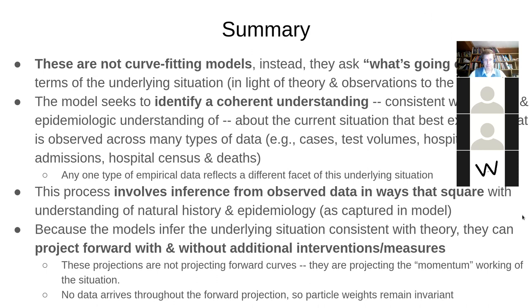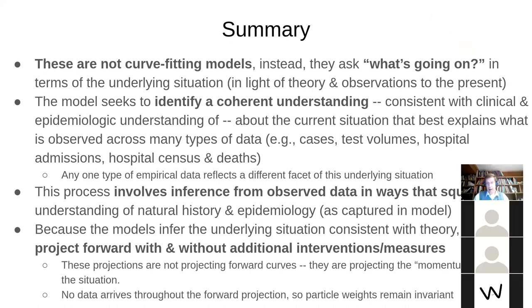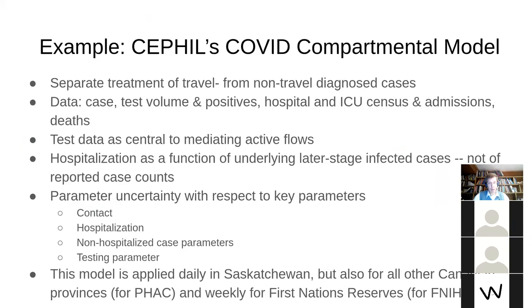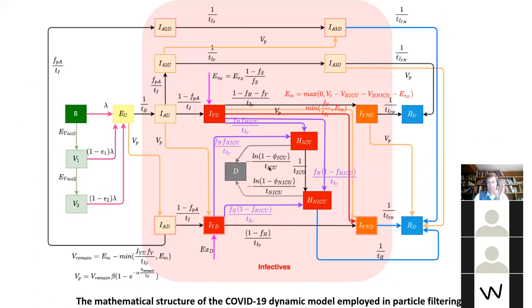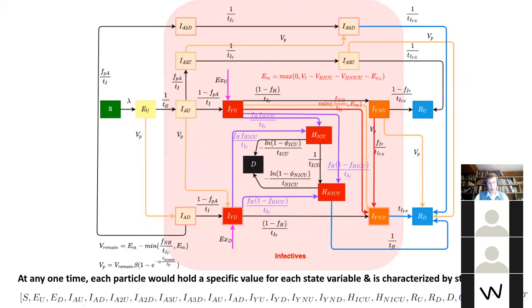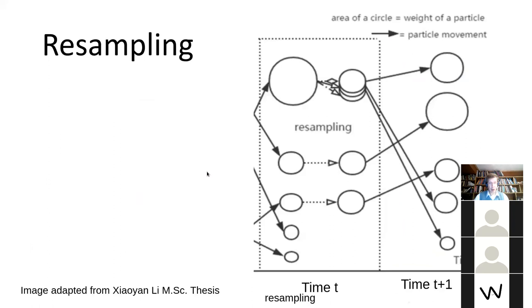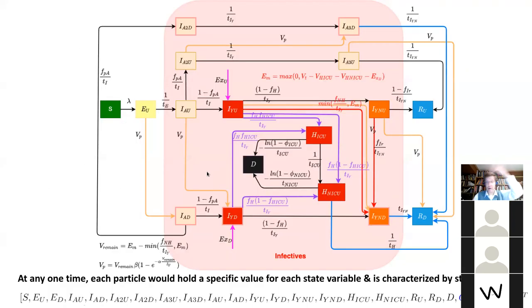I want to note that these particles are seeking to identify a coherent understanding for what's going on. They're trying to identify an explanation for this observed data that is consistent with the model. This model reflects our theory, and all the particles are bound by the rules of the model. They evolve and they are governed by the rules of the model. They evolve according to the stochastic differential equations of the model. There's no particle that just goes off and has random thoughts about what the current state is. They have the regularities of the system.